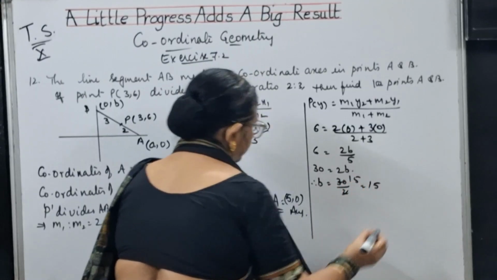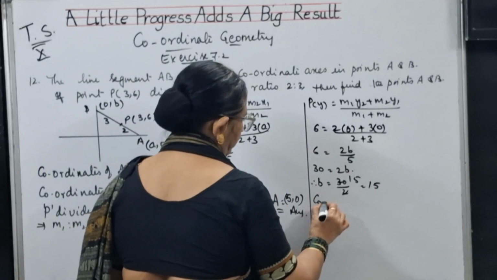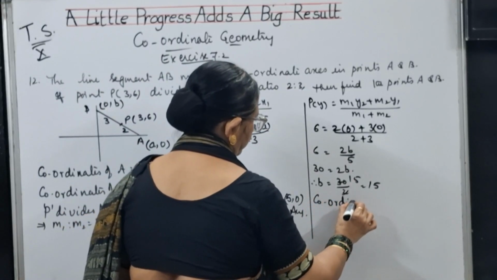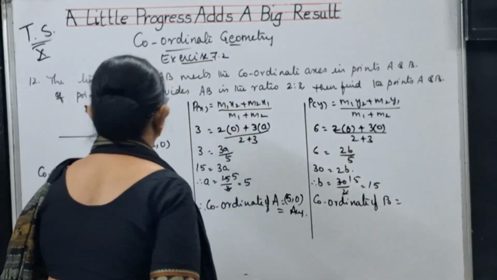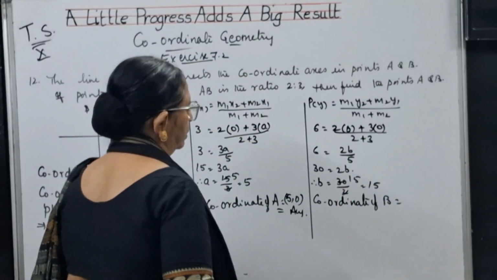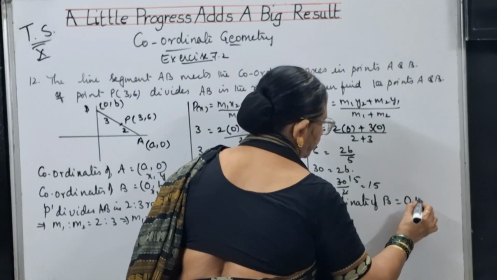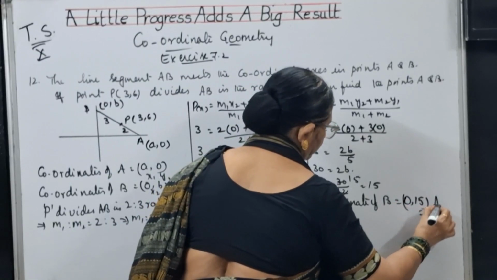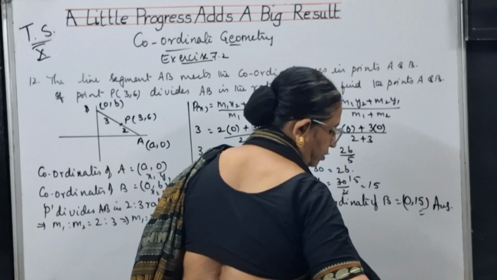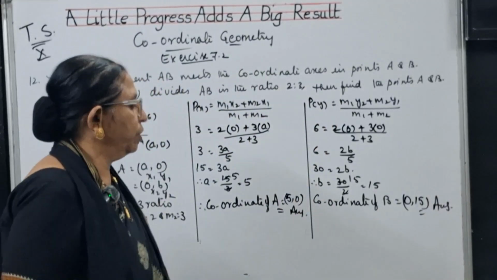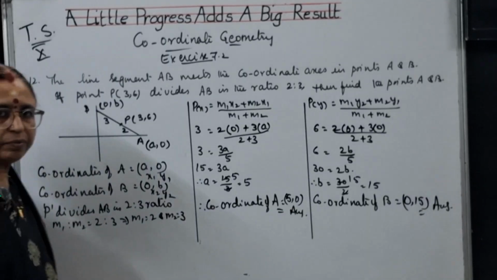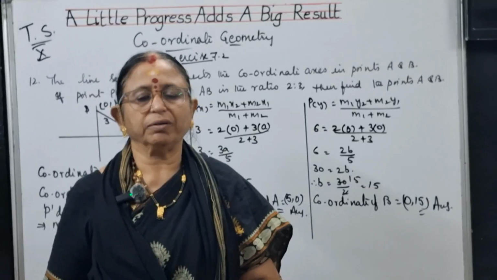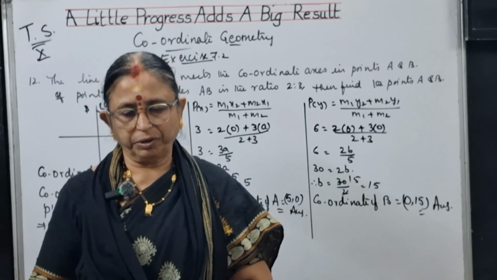Therefore, b is equal to 30 by 2. That is 15. So, coordinate of B is equal to, what is this? 0, comma b. That is 0, comma 15. This is another answer. So, coordinates of A, coordinates of B, we got it, children. Please note it down. It is the 12th sub-problem. With this, I am going to conclude my topic today. In the next class, I will be doing the next part.